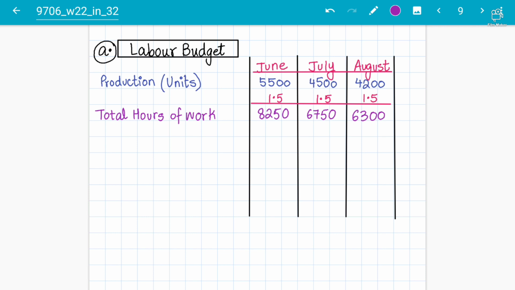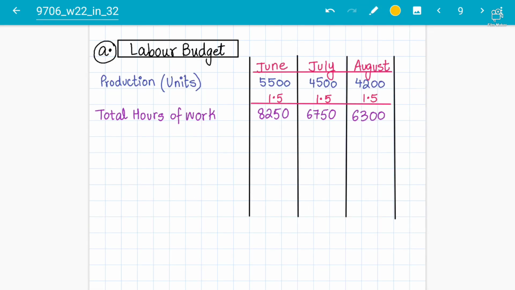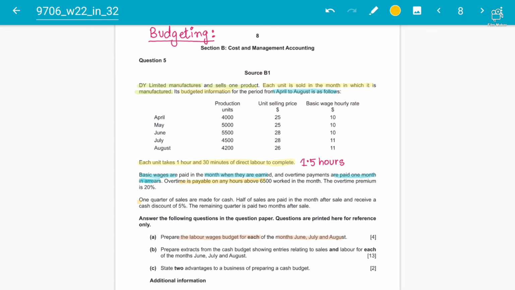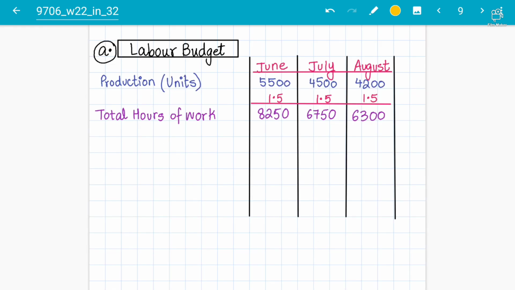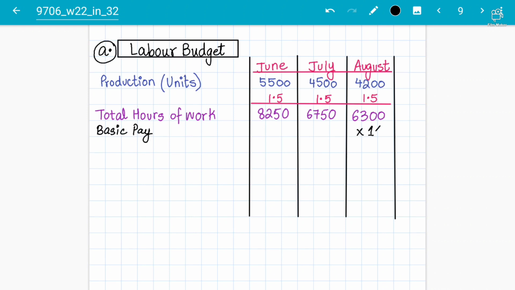Now you can see that in a couple of months, in June and July, there is overtime payable, because above 6500 hours are worked. In June and July they will be above 6500 hours worked, so there will be a premium overtime payment. But in August there are only 6300 hours of work, so for August the basic pay will be the basic pay, whatever the per hour rate is. For 1 hour in August it's $11, so you multiply this with $11.